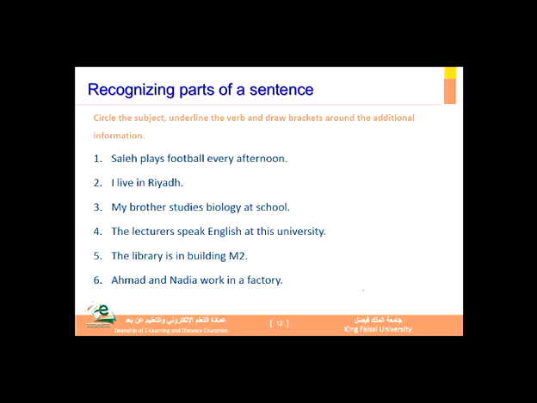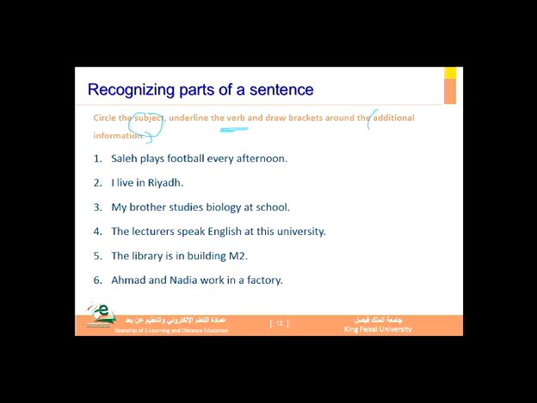Now here we have an exercise asking us to draw a circle on the subject. So when you see the subject, put a circle around it and underline the verb. When you see the verb, underline the verb and draw brackets around the additional information. And if you have additional information, put it between 2 brackets. Let us start with the first example.